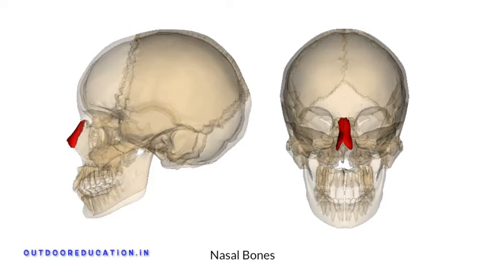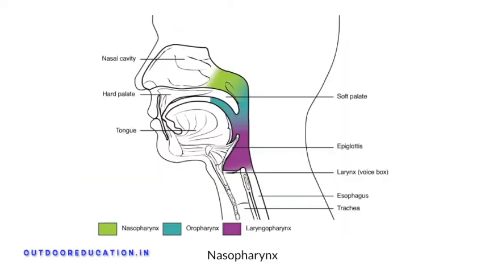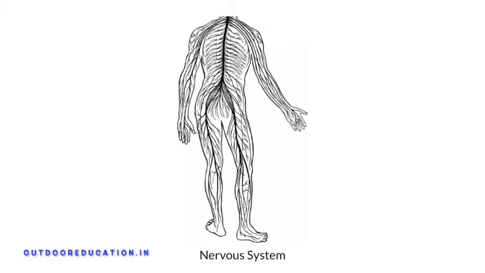Nasal bones are the bones of our nose. Nasopharynx. This is crucial to understand in airways. This is the nose, and just behind the nasal cavity is where the nasopharynx opens. And then we have the oropharynx going down here. They both meet just below the tongue, converging into the laryngopharynx. The nervous system, the system of brain, spinal cord and nerves that governs sensation, movement and thought in our body.